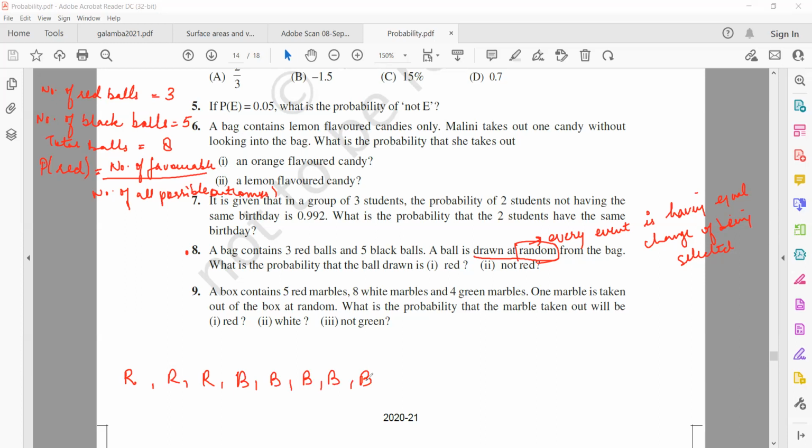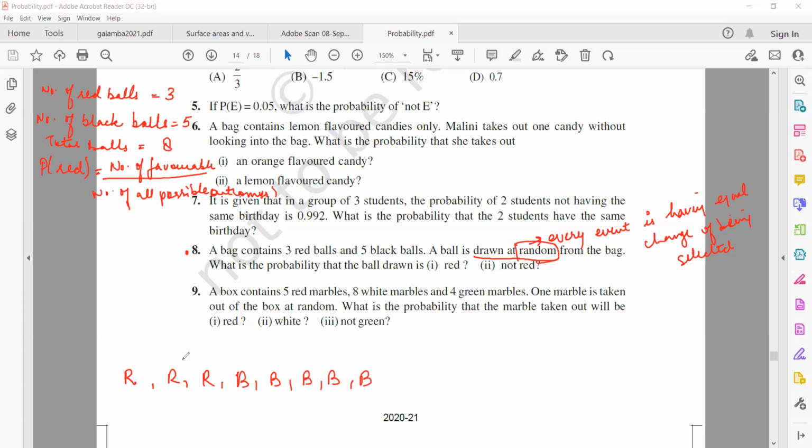I mean, the numbers should not actually be written, otherwise the event is not random, getting it? Yes, ma'am. Because it will affect the chance of being selected. But just imagine in your mind that this one is my first ball, this one is my second ball. So these are the possible outcomes. When you pick out a ball, it can be the third black ball, or the fourth black ball. So a total of 8 possible outcomes can be there. Understood?